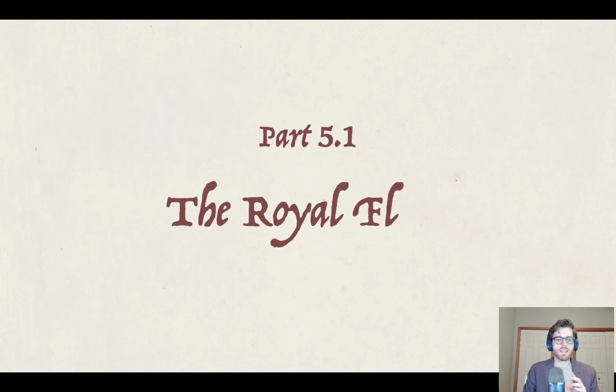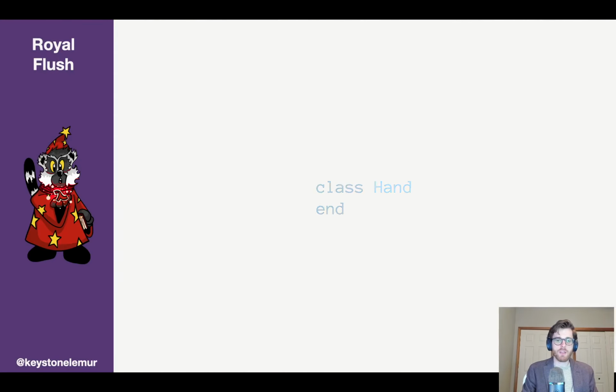So our first hand is Royal Flush, which consists of cards of all the same suit, and the cards rank 10 to ace, all present. We can define a method on our hand to take care of this.